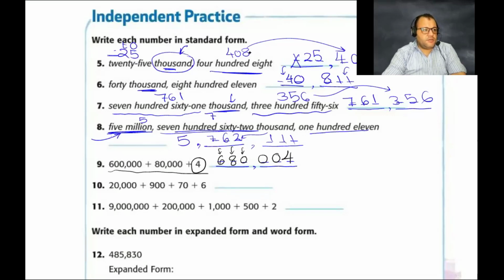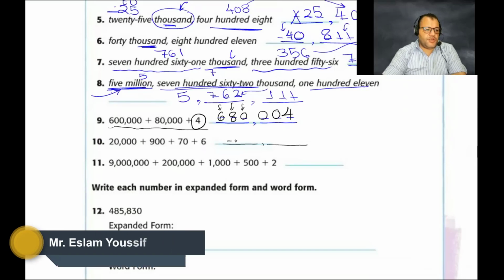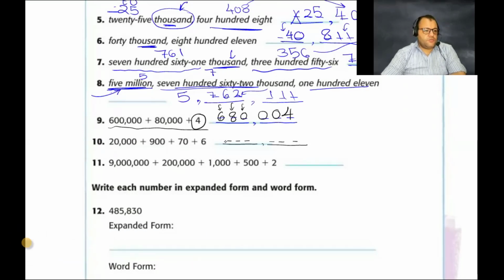Is that clear? Okay. So we need another one to solve. Taki, can you solve number 10? Yes, teacher. We have 2 periods now, the 1,000 and the ones. Each period is formed from 3 digits. 20,000 here.